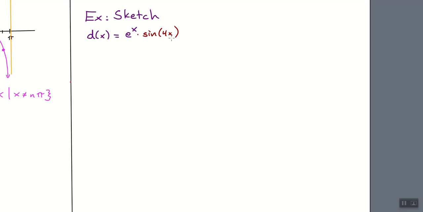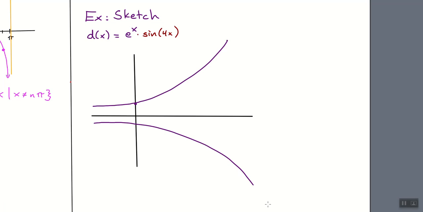Cool. I want you guys to attempt to sketch this, either by making a table or just remembering what stuff looks like. I'm going to give you a second. What graphs do I have on the board right now? E to the x is the top one, right? Why did I put negative e to the x on there, do you think? Sometimes sine is negative, right? So it's going to flip this over.